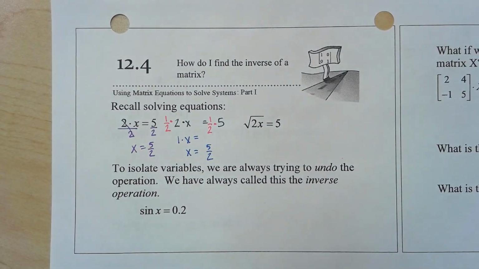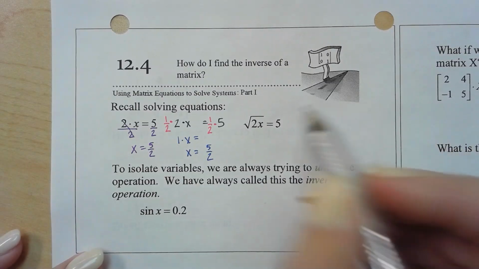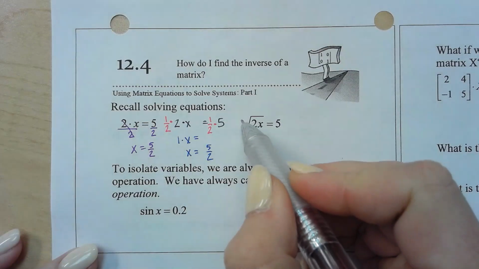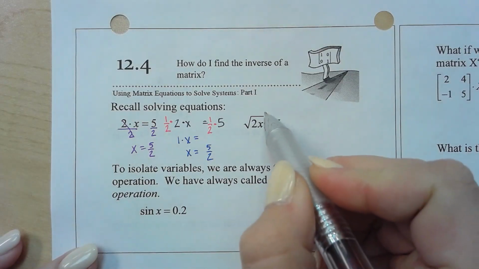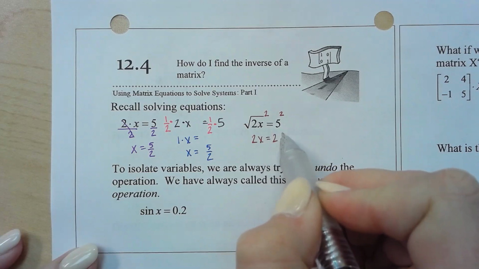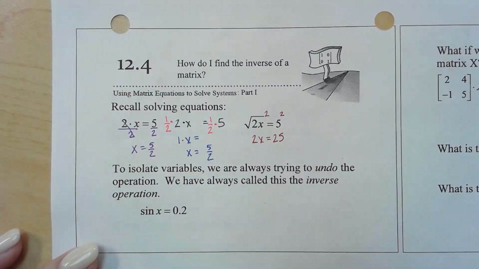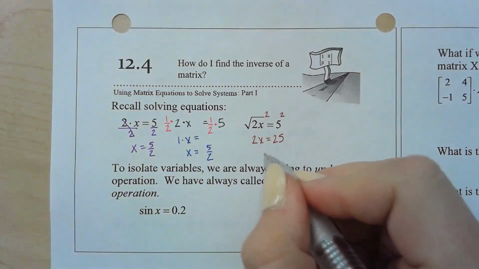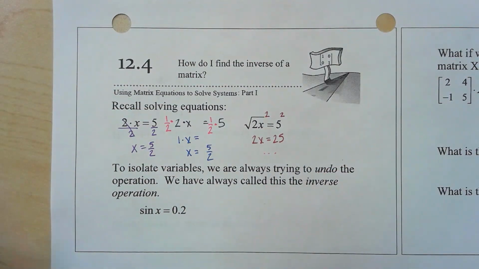On the other one, we have the square root of 2x equals 5. So the first thing we need to do is undo a square root. And how do we undo a square root? We square both sides. And again, now we're in the same place. We can divide by 2, or multiply by 1/2. I don't honestly care about the answer. My point is, when we want to isolate a variable, we're trying to undo the operation that's currently there.